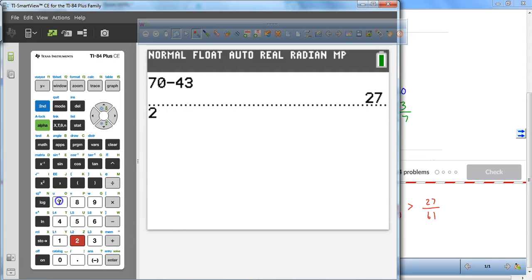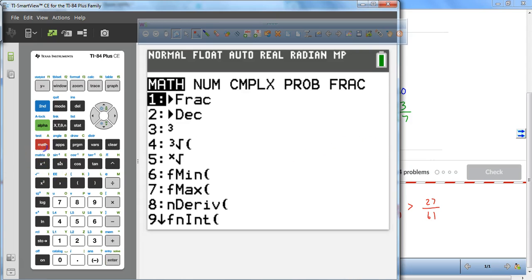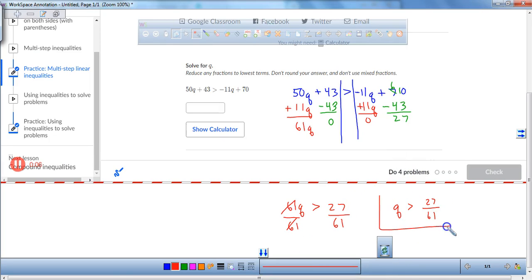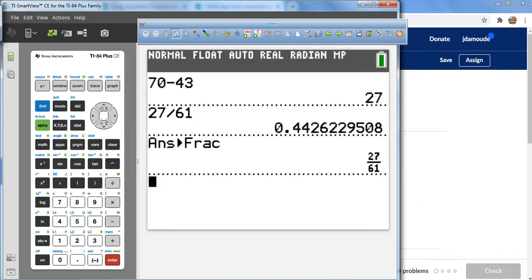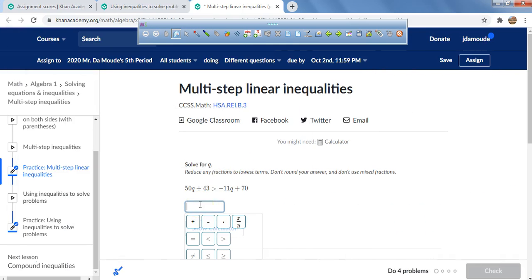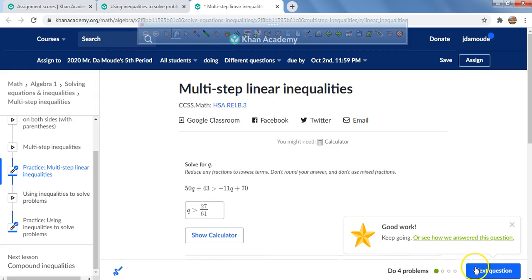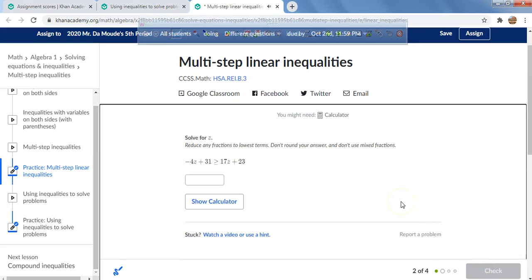You're like, well, what is 27 divided by 61? It's a decimal, right? But if you wanted to reduce the fraction, this fraction cannot be reduced. There's no number that's common that goes into 27 and 61, so I just leave it as it is right there. Q is greater than 27 over 61. So what do I type in? Well, you type in q, then you make the greater than sign, then you make the fraction. Type in 27 over 61. There you go.